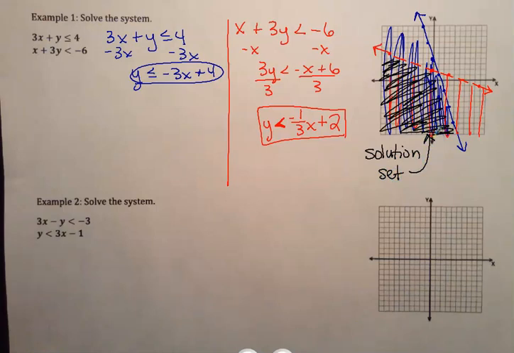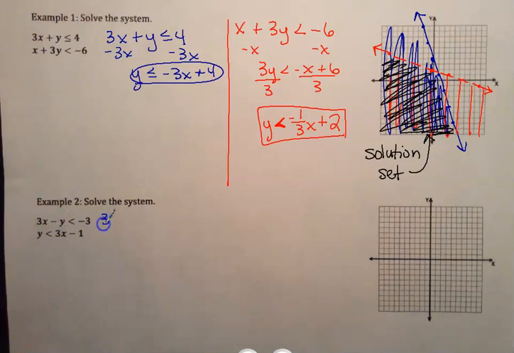Okay, so it's where the red and the blue overlap is the solution set. So it's really kind of messy, right? Okay. That's it. You've got it. You've got your solution set there. All right, so let's try the next one.